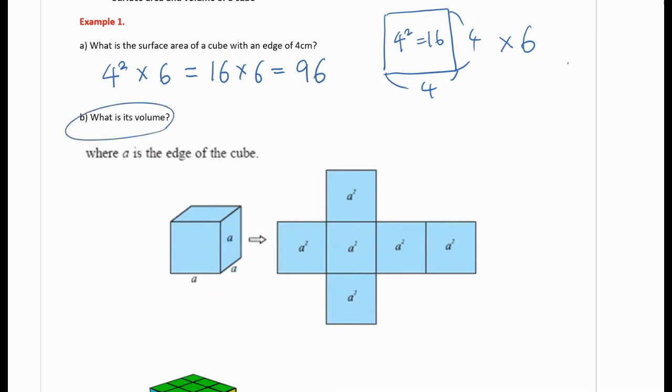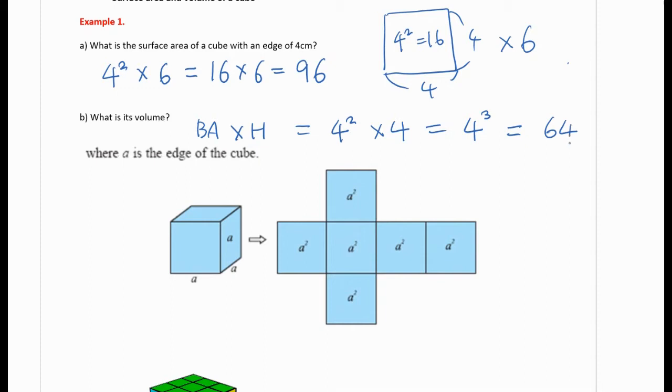What is the volume, everyone? So when you find the volume, it is base area times the height, right? Base area is a square, which is 4 times 4. Is that right? 4 times 4, which is 16. So base area is 4 squared, and the height is 4 as well. So base area times the height is 4 squared times 4. That is 4 cubed. Then if you calculate 4 to the power of 3, 4 cubed, that is 64.